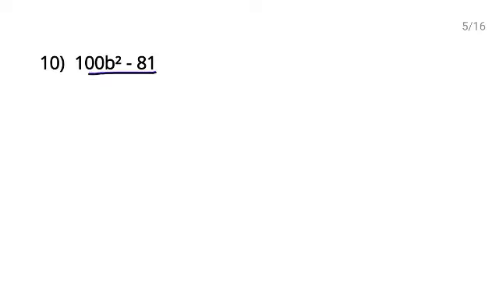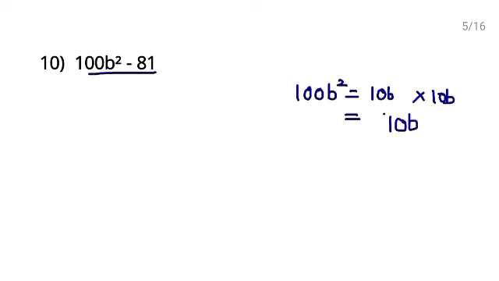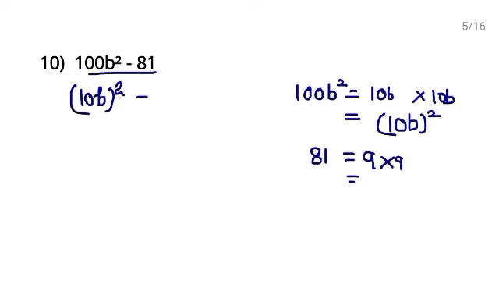So 100b square can be written as 100 means 10 into 10, 10 tens are 100. B square means b into b, so this is 10b into 10b. We are multiplying 10b 2 times, so power will be 2. So this is 10b raised to the power 2 minus 81 can be written as 9 into 9. 9 nines are 81. It means 9 raised to the power 2.